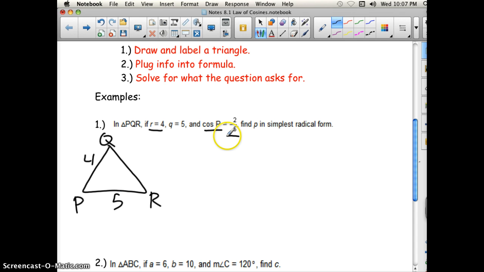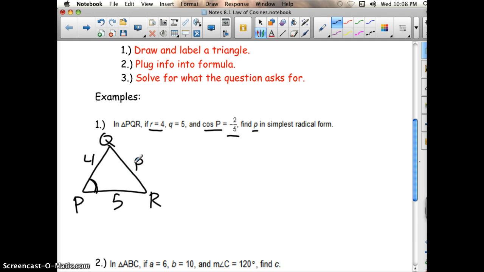They tell me the cosine of P. So we're talking about this angle. I'm not going to label that -2/5 because P doesn't equal -2/5, but I do know what the cosine of P is. They want me to find little p in simplest radical form, so this is this side here.